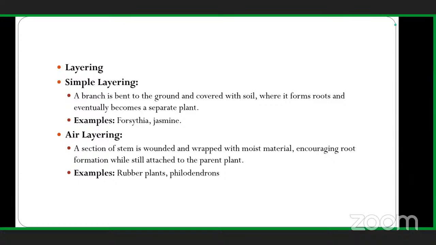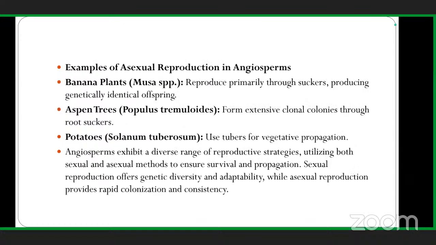These are all types of asexual reproduction. Examples of asexual reproduction in angiosperms: banana plants, Musa species, reproduce primarily through suckers, producing genetically identical offspring. Next, aspen trees, Populus tremuloides, form extensive clonal colonies through shoot suckers. These are examples of asexual reproduction. Next is potato, Solanum tuberosum. A tuber will form into a new plant. So angiosperms reproduce by both sexual and asexual methods. You will see both here.